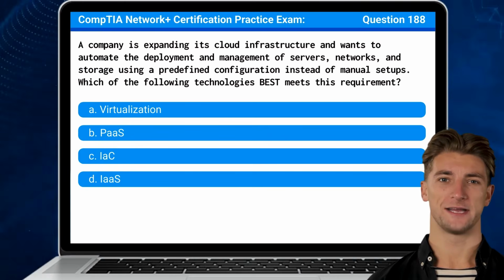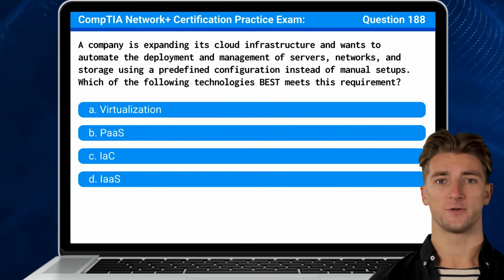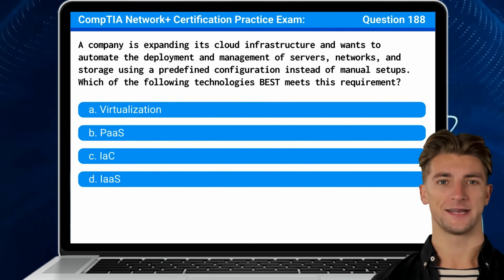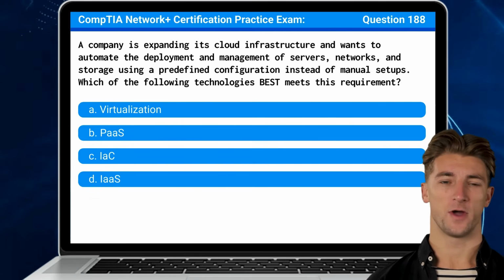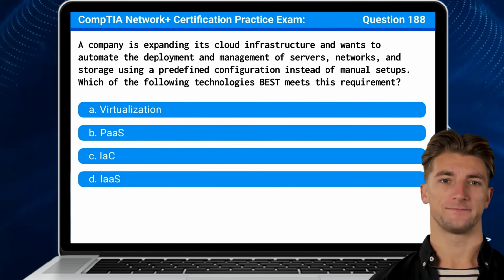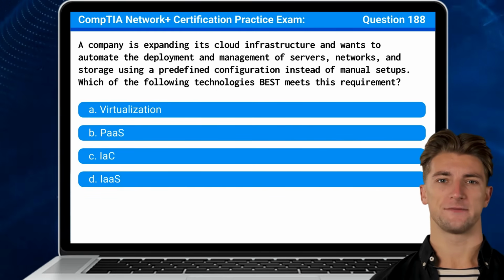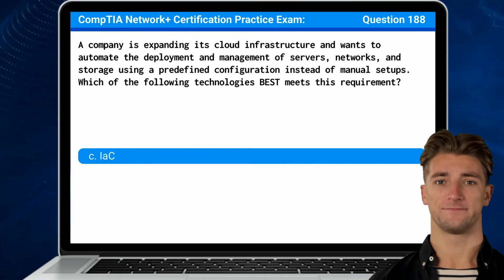Question 188. A company is expanding its cloud infrastructure and wants to automate the deployment and management of servers, networks, and storage using a predefined configuration instead of manual setups. Which of the following technologies best meets this requirement? The answer is C. IAC.